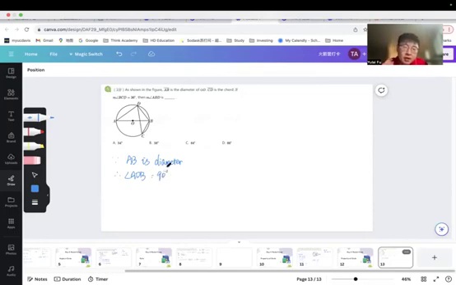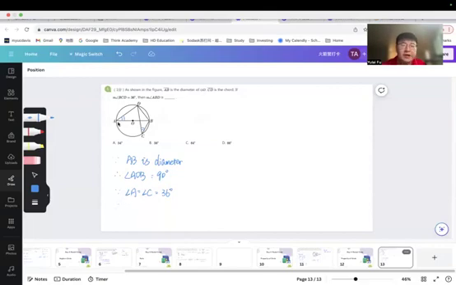We should also know that if two angles have the same arc, then these two angles are also equal. Angle C and angle A both subtend the same arc, which is BD, so these two angles are the same. So since angle A equals angle C, it equals 36 degrees.